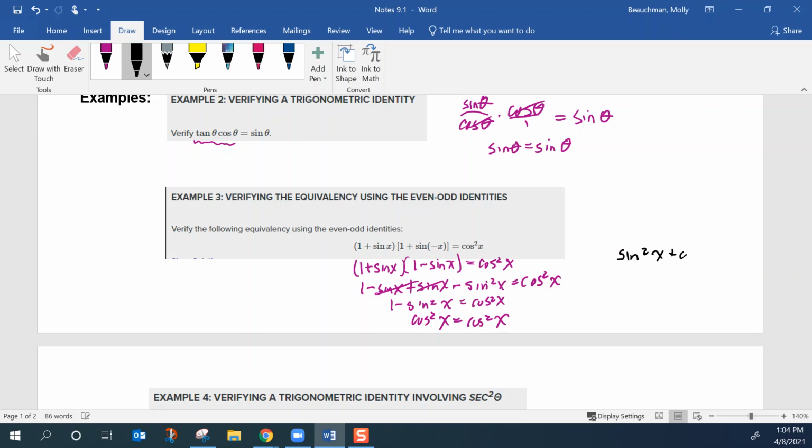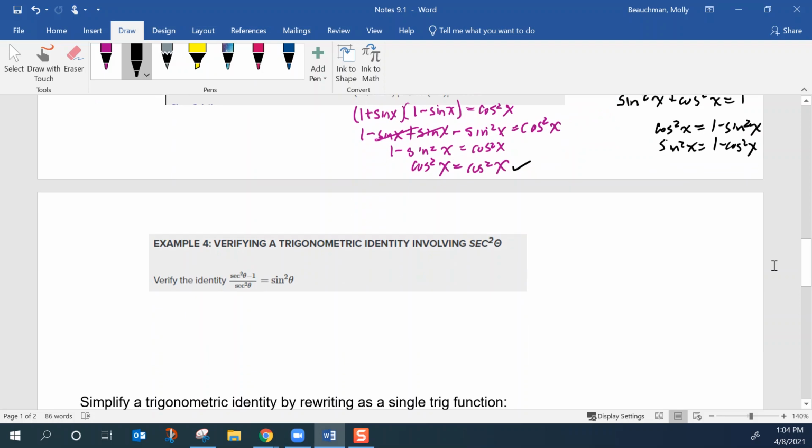And what we used is the Pythagorean identity. Sine squared plus cosine squared is equal to 1. Any variation of that is also an identity. The cosine squared is equal to 1 minus the sine squared, or the sine squared is equal to 1 minus the cosine squared. So any variation of that Pythagorean identity will work. So we proved the identity, or we verified that one side was equal to the other.